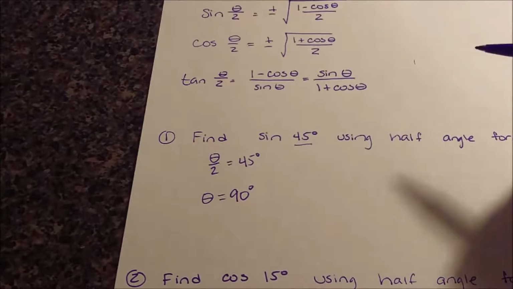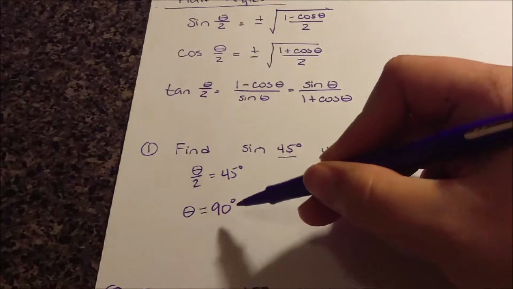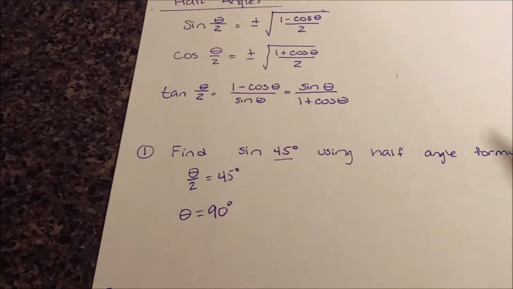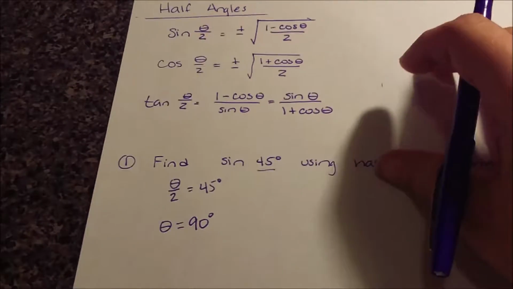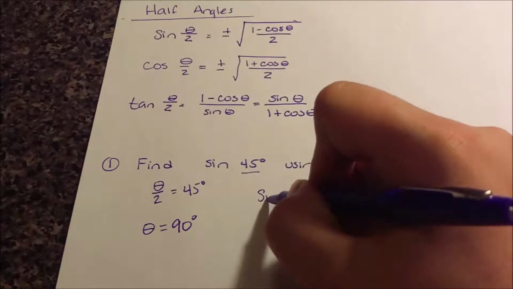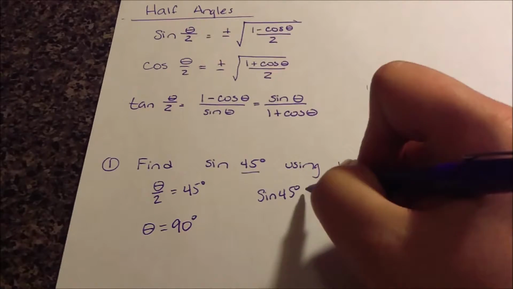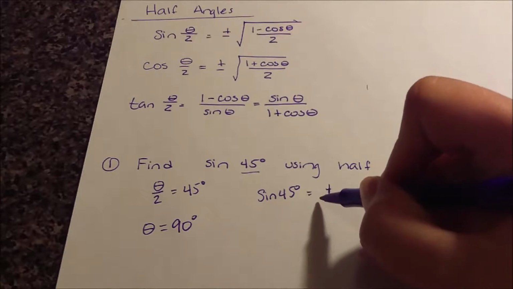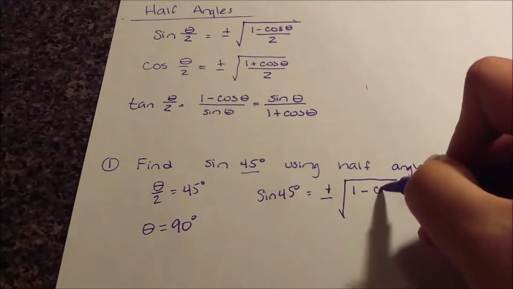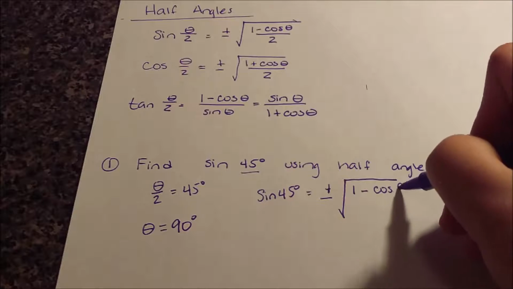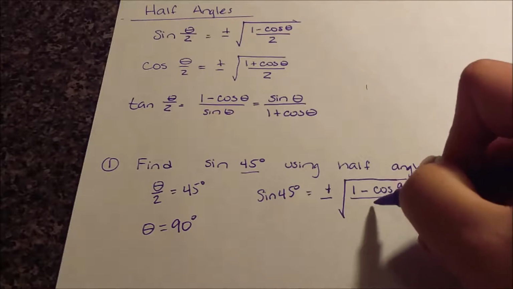So this is the one I'm going to be using in the formula, and the point is to help me evaluate sine of 45 degrees as if I didn't know it from my unit circle. So using the formula, sine of 45 degrees equals plus or minus the square root of 1 minus cosine 90 degrees divided by 2.